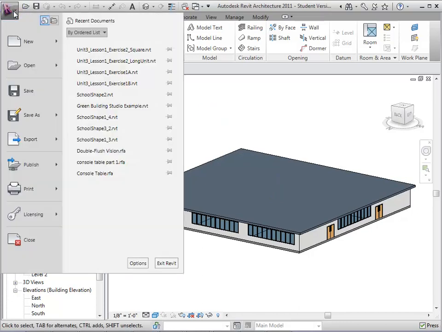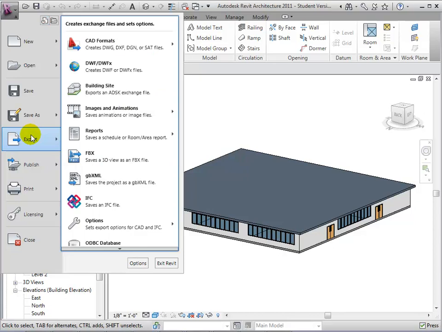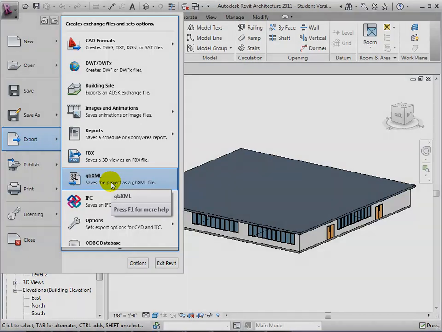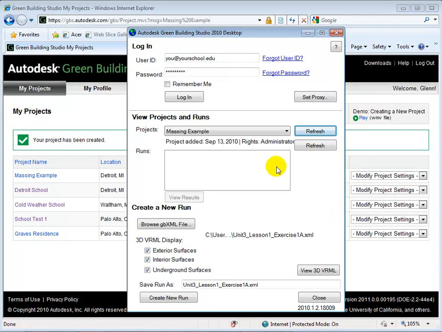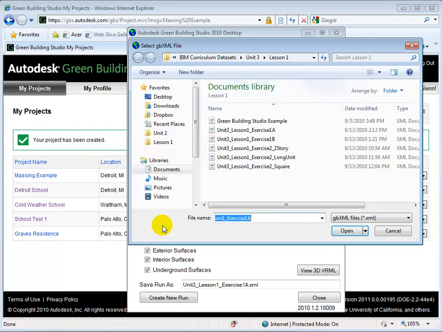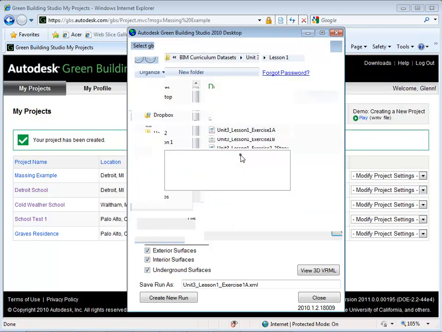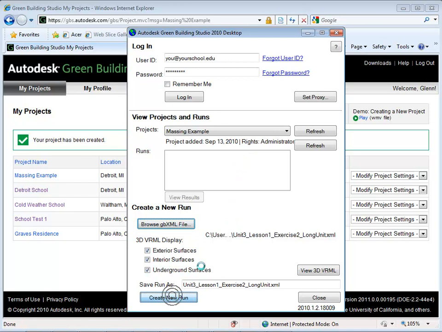We will start by exporting each file as a GBXML. Once the models are in GBXML format, we can load them into GBS. Before this was done, a project called Massing Example was created with a location of Detroit, Michigan. We can load each of our massing examples into this project.